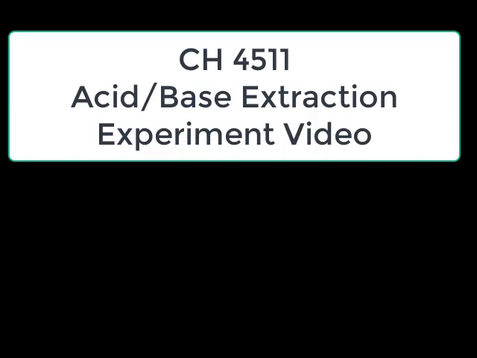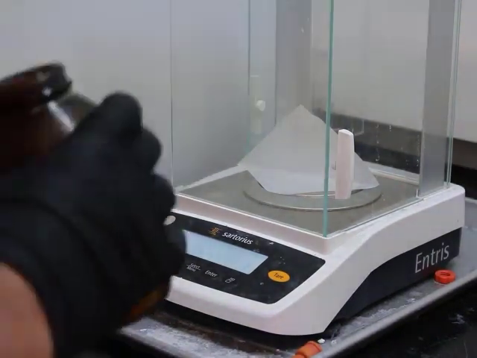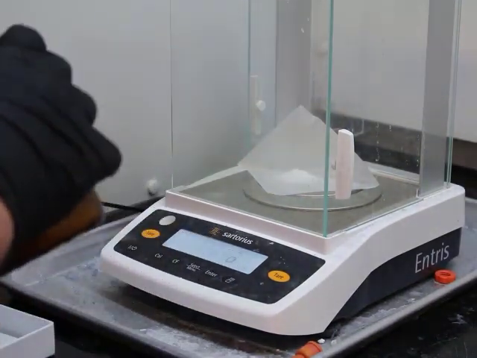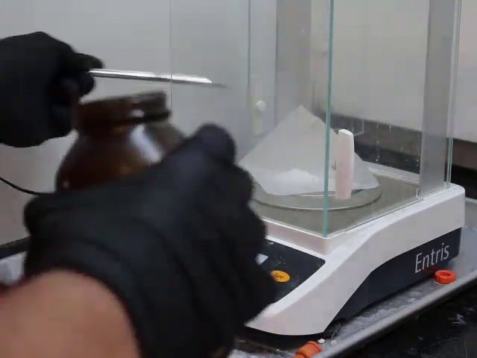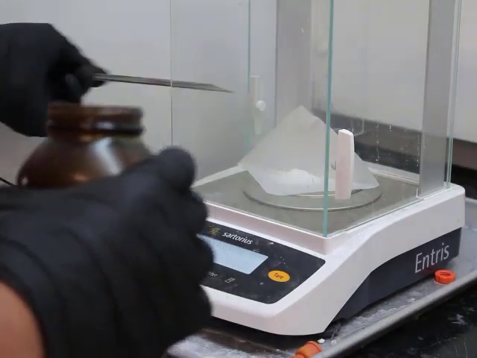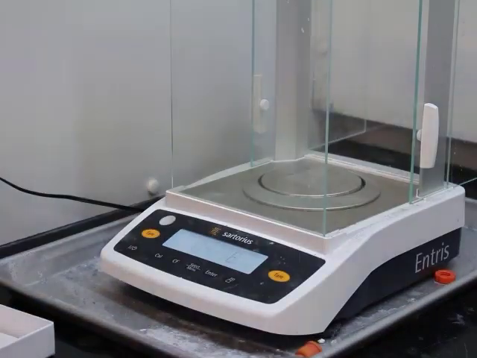This will count as the acid-base extraction experiment video. So here we see our balance, and we have an unknown that is being weighed out. Per our instructions, in the first step we need to weigh out approximately 1.5 grams. The unknown of choice here is unknown A, and you can see we've gotten about 1.5001 grams.